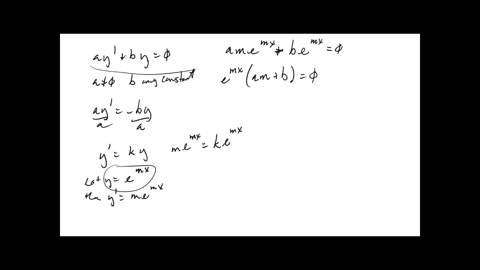Now, e to the mx is never equal to 0, ever. Your exponential function either goes like this, if m is positive, or like this if m is negative, but it never reaches 0. Gets close, but never reaches 0. So that is never 0. So you can divide it out. Now you have a new equation that am plus b has to equal 0. So m is equal to minus b over a, which is the same thing we got here. I don't know why they went around their elbow to get to the ear, but they did.